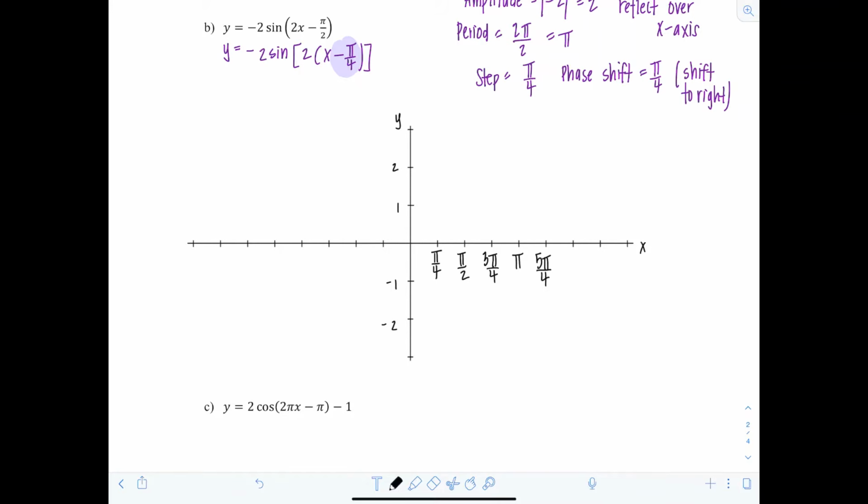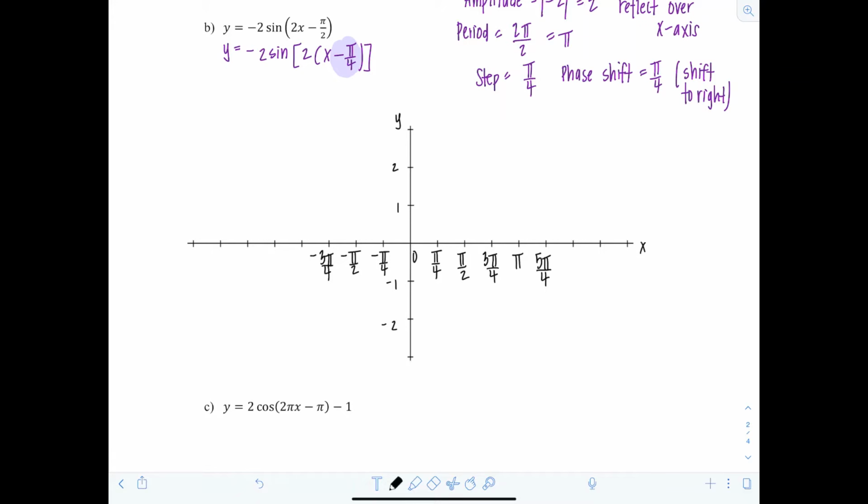I can keep going this way, or why don't we go in the negative direction? So pi over 4, one to the left would be at 0. Another one would be at negative pi over 4. Then a negative pi over 2. Negative 3 pi over 4. And I have 1, 2, 3, 4, 5, 6, 7, 8, 9 points. So 9 points is 2 cycles.